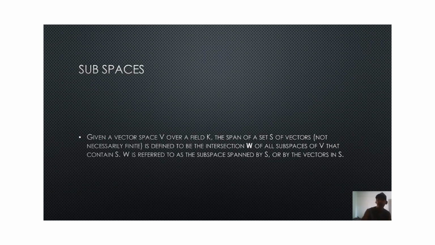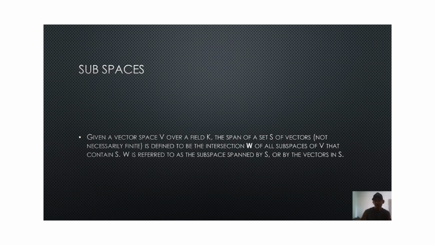Given a vector space V over a field K, the span of a set S of vectors, not necessarily finite, it can be infinite also, is defined to be the intersection W of all subspaces of V that contain S. W is referred to as the subspace spanned by S, or the vectors in S. Once again, let's understand and read. There's a given vector space V over a field K.